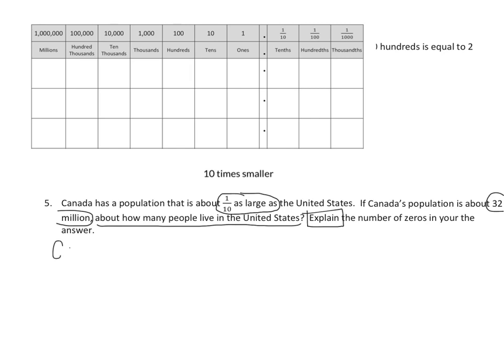So let's write Canada equals 32 million. So that means 32 with 6 zeros behind it. So Canada is smaller. We already determined that. So how do we figure out with 32 million how big the United States is? If it's going to be bigger, the United States has to be bigger. We're going to have to multiply 32 million by what number do you think? We're going to multiply it by 10.